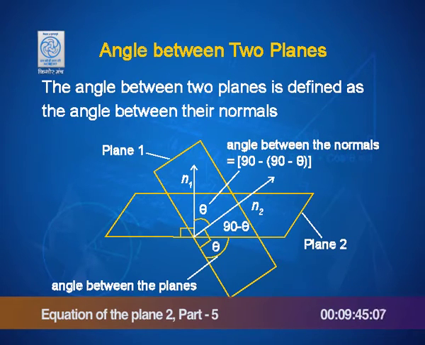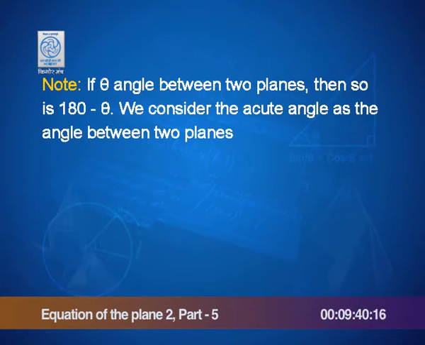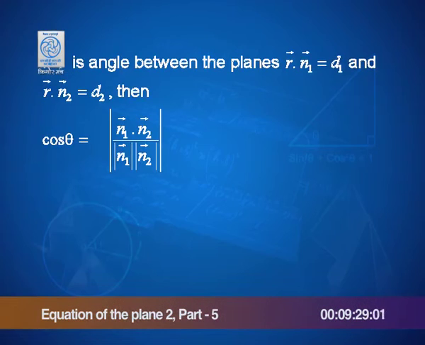Another little thing that you must keep in mind is, if theta is the angle between the two planes, then so is 180 minus theta. We always consider the acute angle as the angle between the two planes. At the same time, if theta is now the angle between the two normals, then cos theta is the same as the absolute value of n1 dot n2 by modulus n1 into modulus n2, and therefore, theta will be nothing but cos inverse of this quantity.